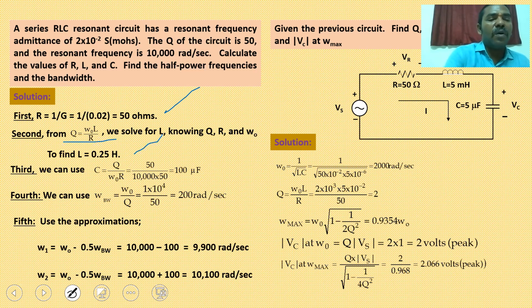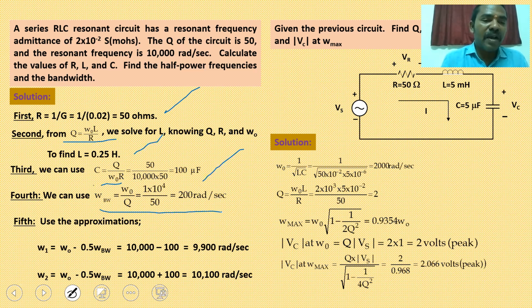So C is equal to Q by omega naught into R. Q is 50, omega naught is 10,000, R is 50. Then you can get the value of C as 100 microfarads. So they are asked to find the calculation of half power frequencies and bandwidth. So bandwidth can be represented as omega naught by Q.